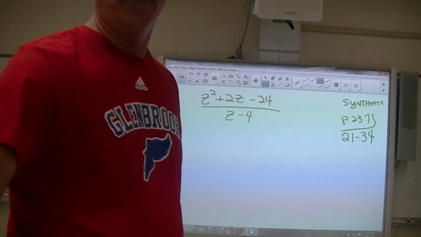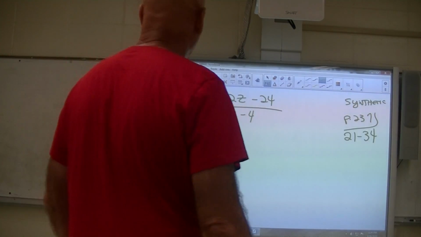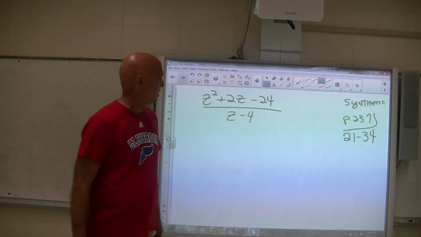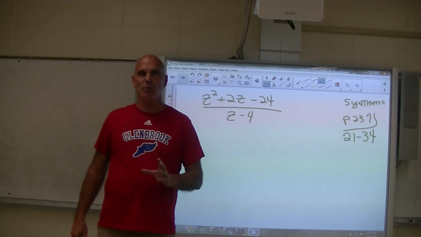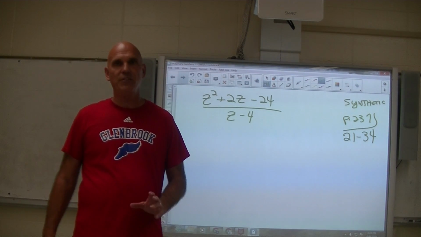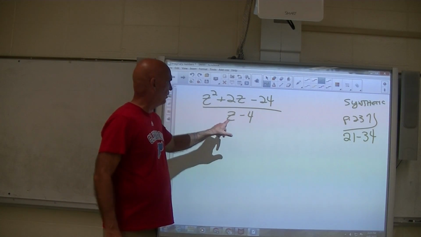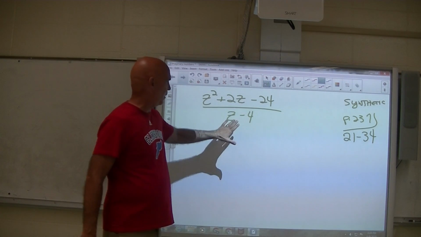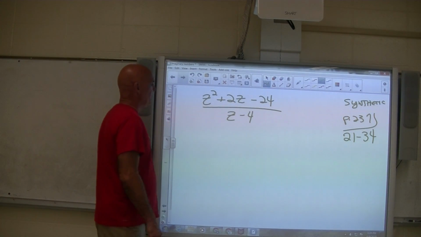Okay, now I want to show you something called synthetic division. We're going to be working some of the same problems that we worked last time, but now we're going to do it in a slightly different way, and what I would call an easier way. It's called synthetic division, and it's particularly helpful when you're just dividing by something like z minus 4. Nothing too complicated, just a regular binomial where it's just 1z. Let me show you how to do it.